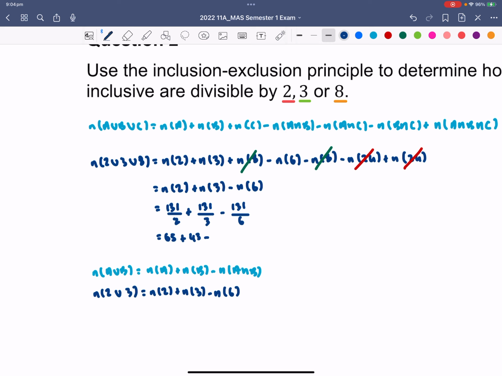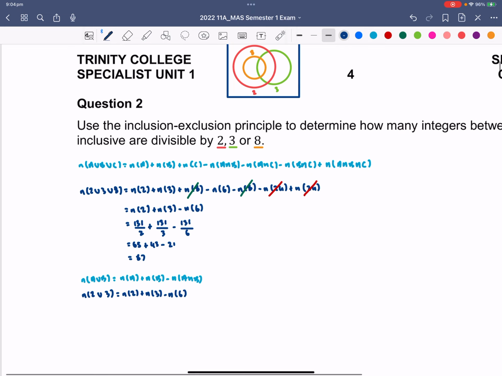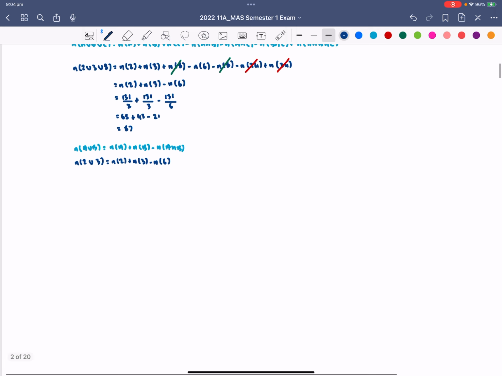And then 131 divided by 6, 2 6s are 12. Remainder 1, 21, remainder 5. But each of these numbers we have to round down, okay? It's important that you understand that each of these numbers needs to be rounded down. So what I have is 65 plus 43, take 21. 65 plus 43, take 21 is 87. So there you go. 87 numbers are divisible by 2, 3, or 8.